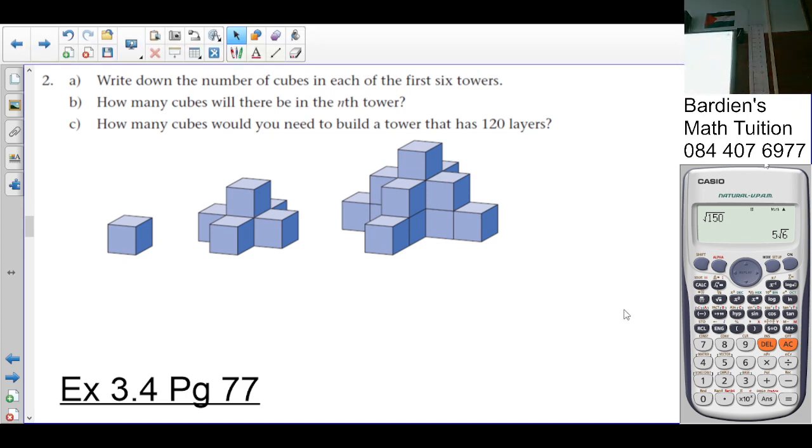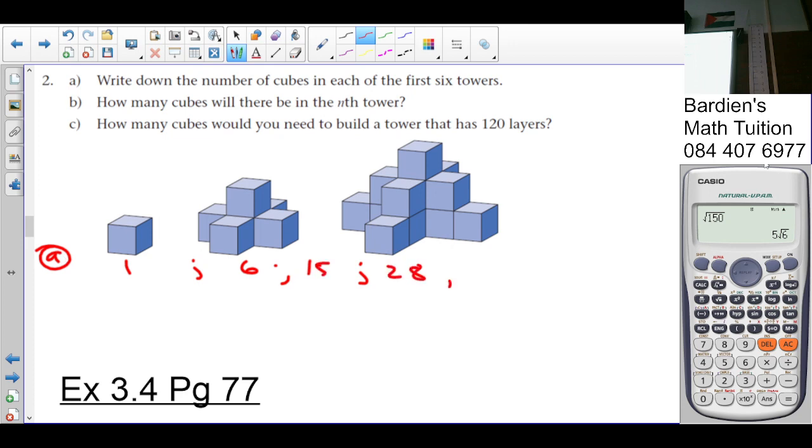So here we are told to write down the number of cubes in each of the first 6 towers. The first 3 are given here. So how many cubes are there in the first one? 1. Then 6. Then 15. Then 28. Then 45. Then 66. Okay. That's the first 6.